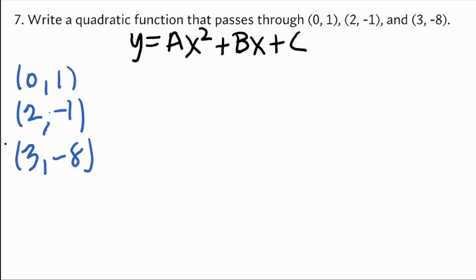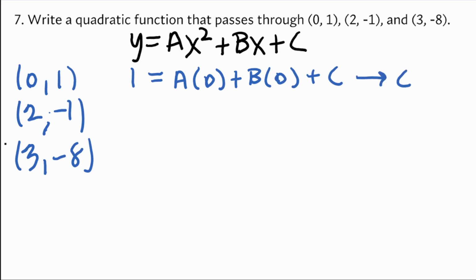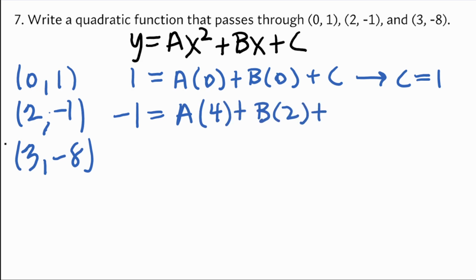Alright, so each of these points is going to give me an equation. So when I plug in x equals 0 and y equals 1, I'll get 1 equals a times 0 squared is 0, plus b times 0 plus c. Okay, that's telling me that c needs to equal 1. And I'm going to start using that immediately when I start writing the second and third equations. So when I plug in x equals 2 and y equals -1, I'll have -1 equals a times 2 squared, plus b times 2, plus c, which I now know is 1.